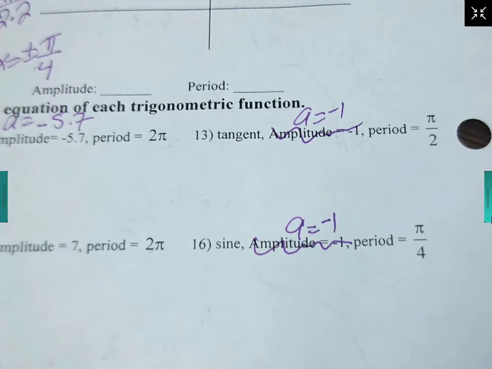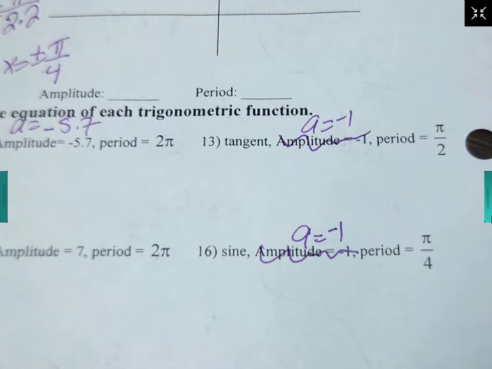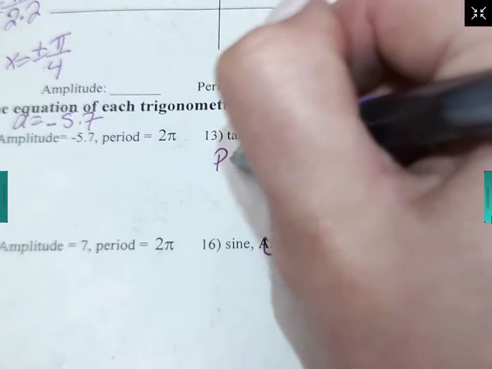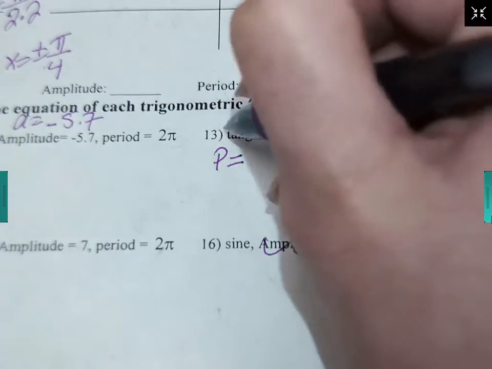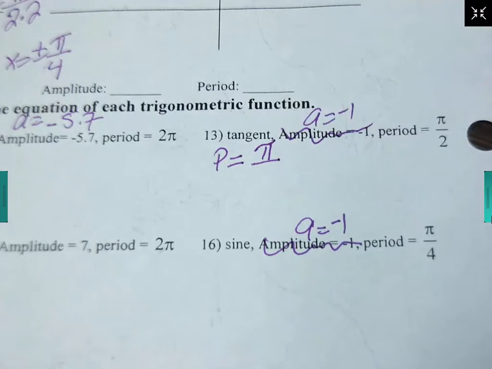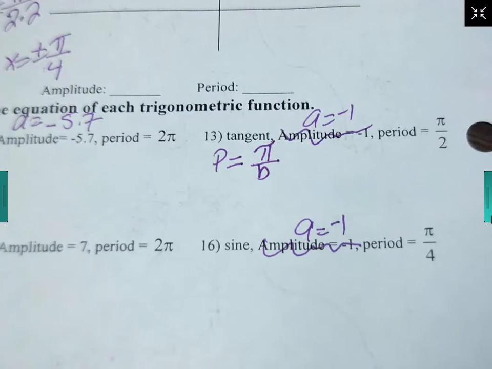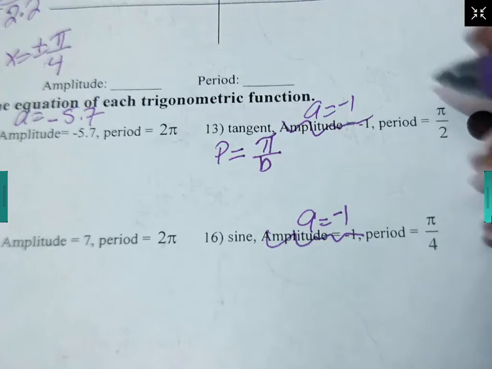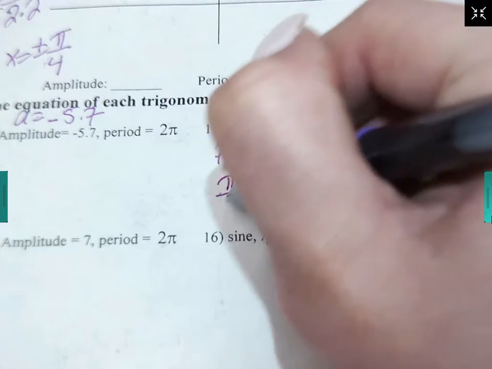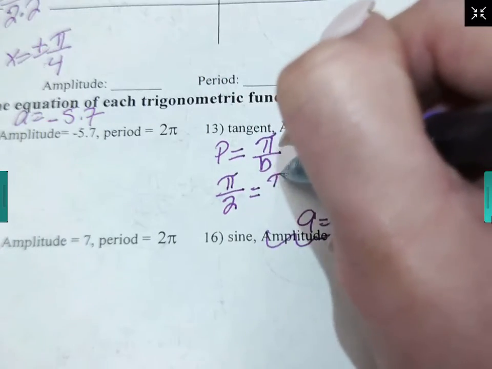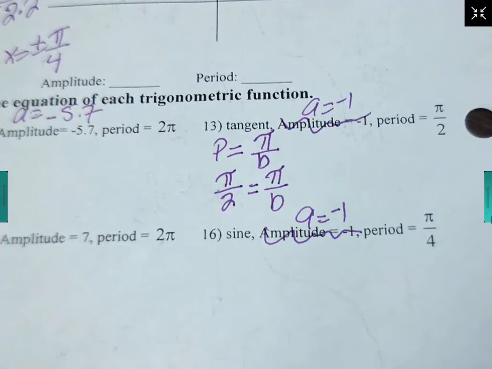Okay, so let's look at number 13. We already know A is negative 1, but to find the B, we need to do the same thing. The difference is that for a tangent function, the period is pi over B, not 2 pi over B, just regular pi over B, right? Our period here is pi over 2, so pi over 2 is equal to pi over B. You could cross multiply, or you could just see that B would have to be 2, right?